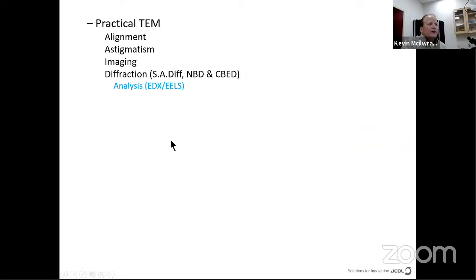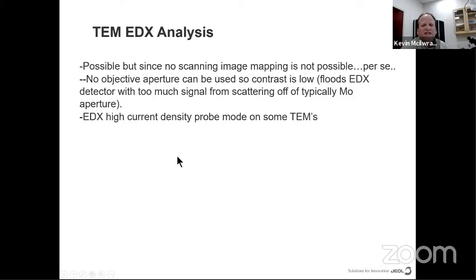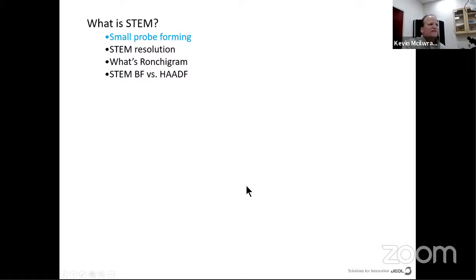Now, analysis in TEM, yeah, it's possible, but since we're not scanning, we don't get an image for mapping. It's just really point analysis. You can't use your objective aperture, so we have to use a different aperture to bring contrast in, because if we use an objective aperture, it'll flood our EDS detector with molybdenum and we won't be able to analyze. Although it is nice in TEM to be able to form a spot, there are EDX modes that go down to below a nanometer and we can just probe around and find stuff.